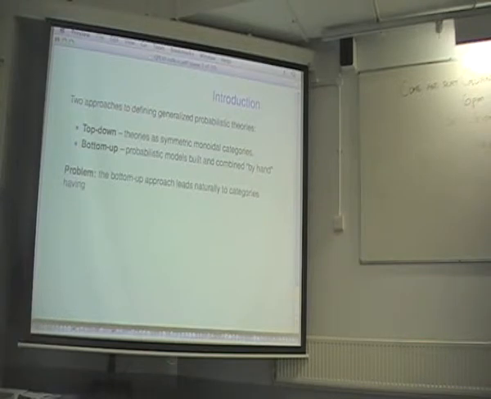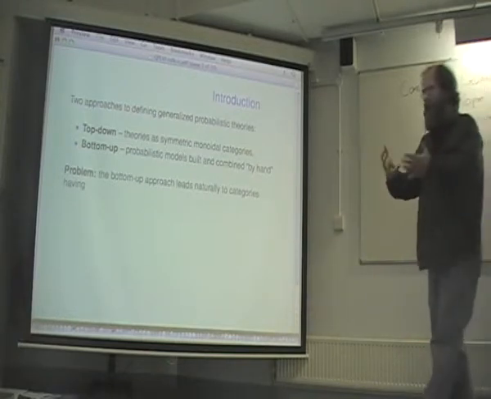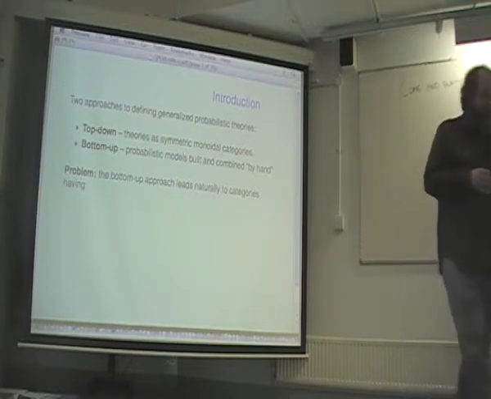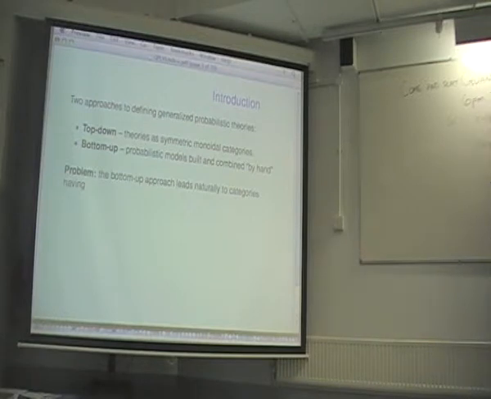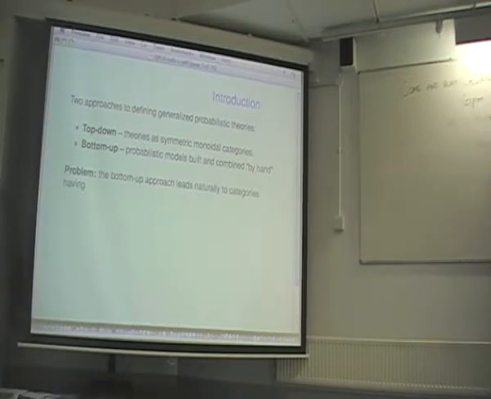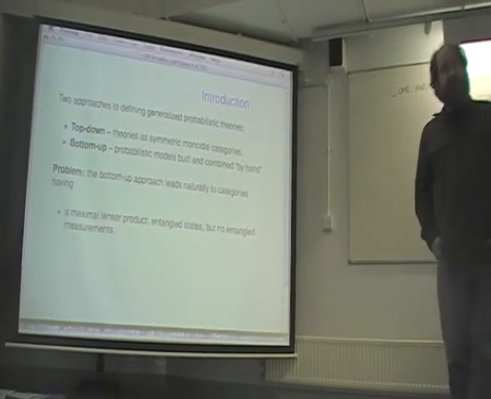So here's a problem about that articulation. This bottom-up approach, which I'm going to describe in a good deal more detail in just a moment, or at least I'll describe one version of it in detail, leads pretty naturally to categories of, well, I guess we can still call probabilistic models, but these categories are not usually monoidal. In fact, they usually have two tensor products, at least.